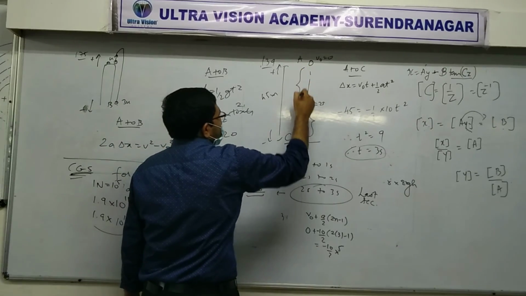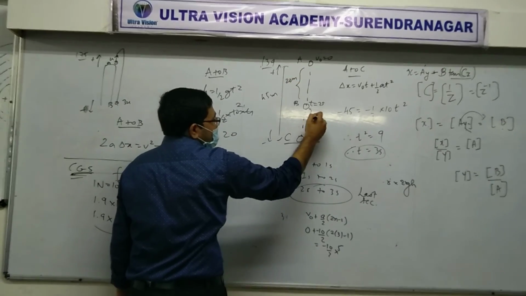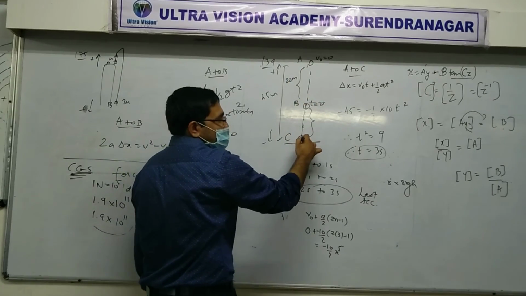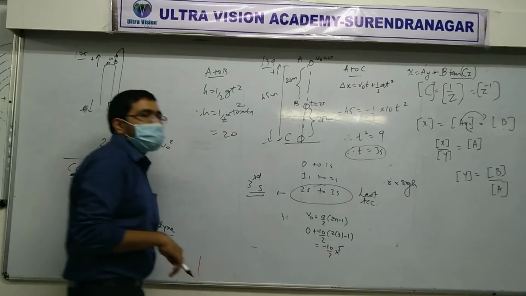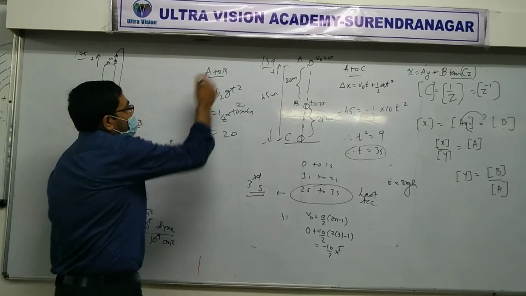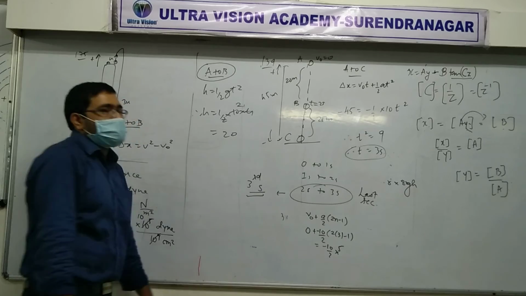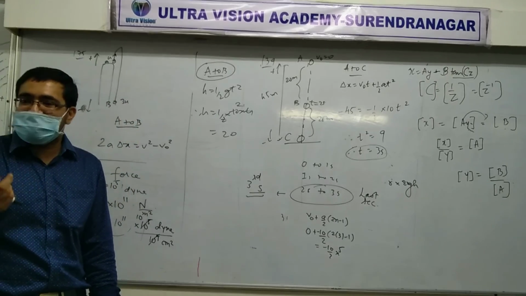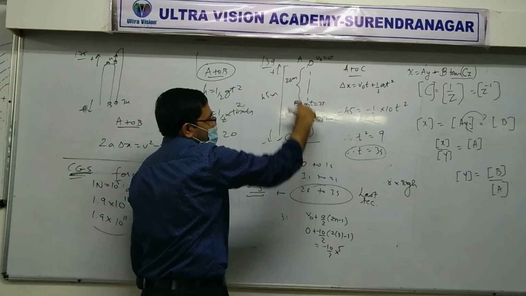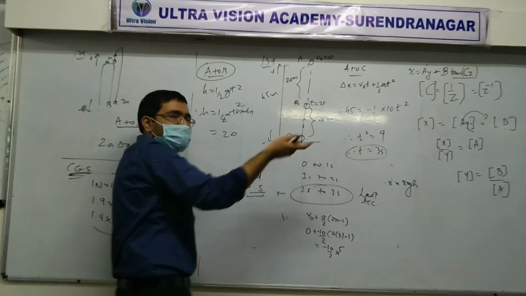What I have done is this distance is 20 meters. So how much is remaining? Total 45, this is 20. How much is remaining? 25. If you use the second equation of kinematics for A to B, then you can find this displacement and then you can subtract it from the total.